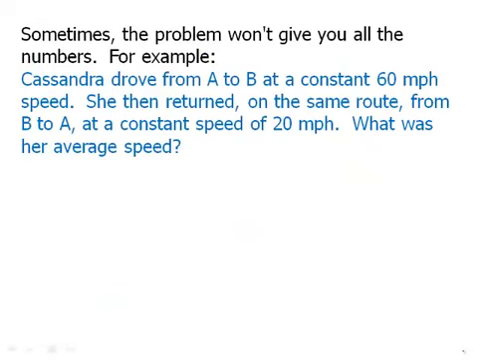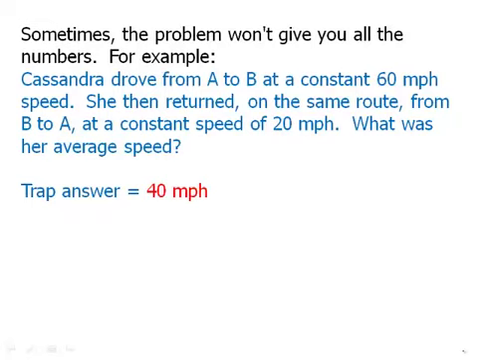Sometimes the problem won't give you all the numbers. For example, Cassandra drove from A to B at a constant 60 miles an hour speed. Then she returned on the same route from B to A at a constant speed of 20 miles an hour. What was her average speed for the whole trip? Of course, the trap answer is just averaging 60 and 20. That would be 40.